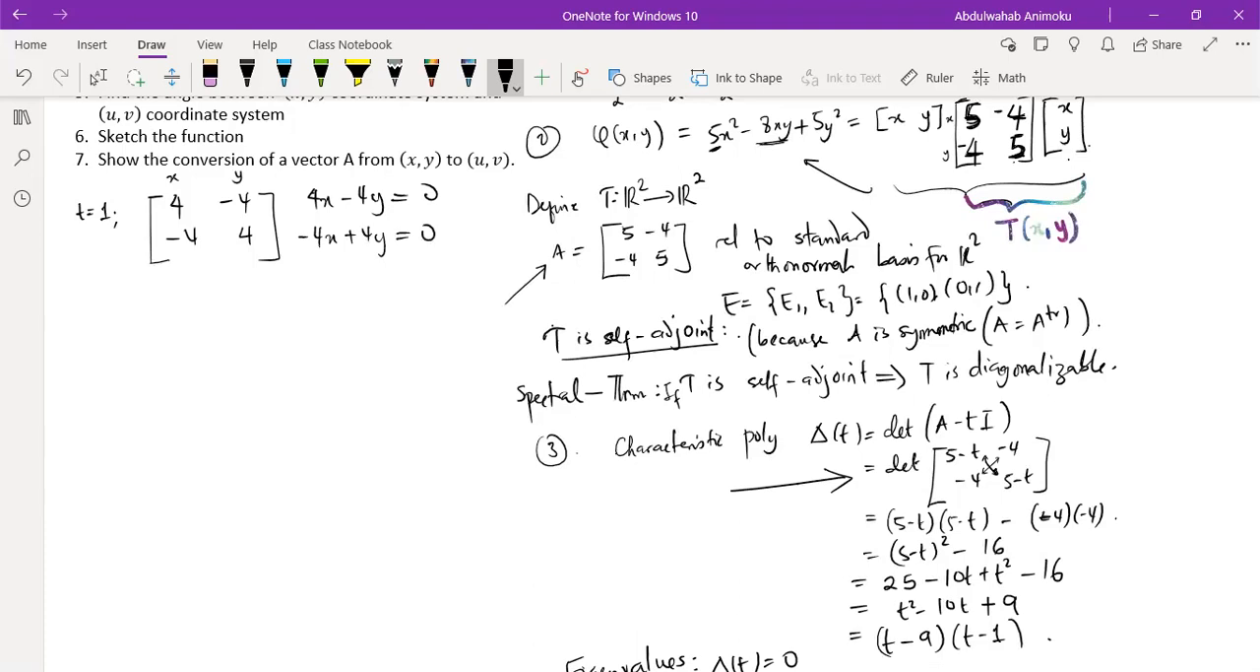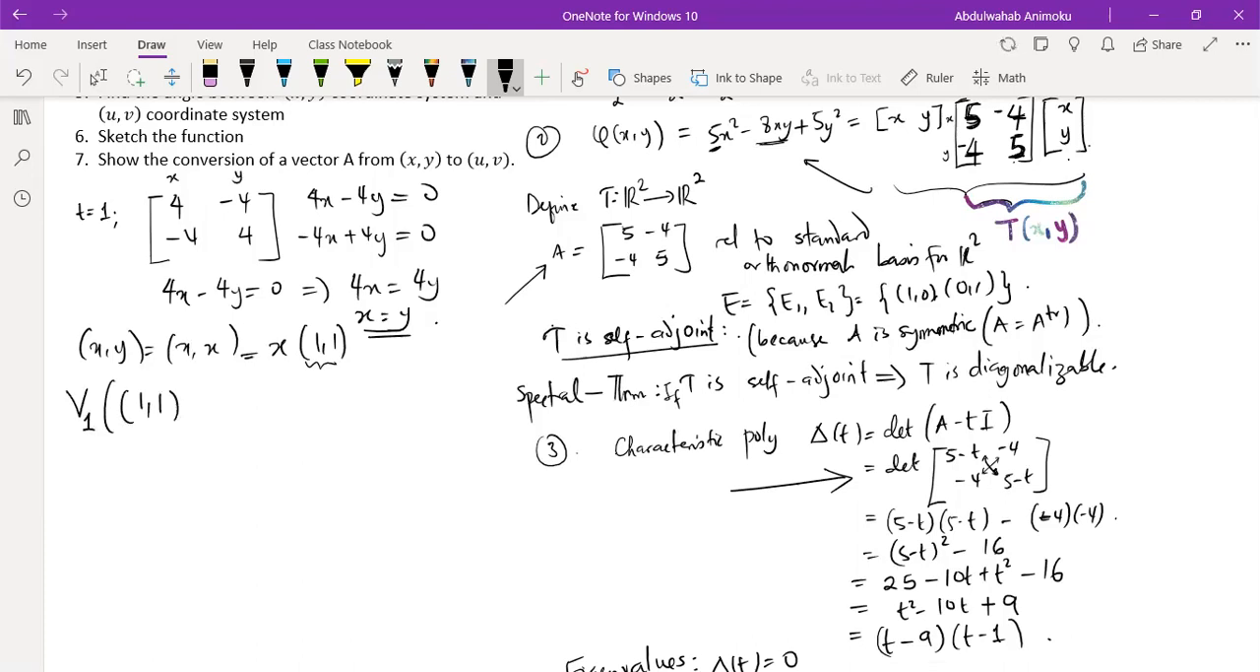Both of them are the same equation, right? The second equation is just the negative of the first equation, basically. So we can just choose one of them and solve. When you solve this, 4x must be equal to 4y, and then x is equal to y. So the solution system is just the same. Now we can take x out, which will give us this vector (1, 1). And so for the eigenvalue of 1, it will be spanned by this vector (1, 1). So this is the spanning vector corresponding to the first eigenvalue.